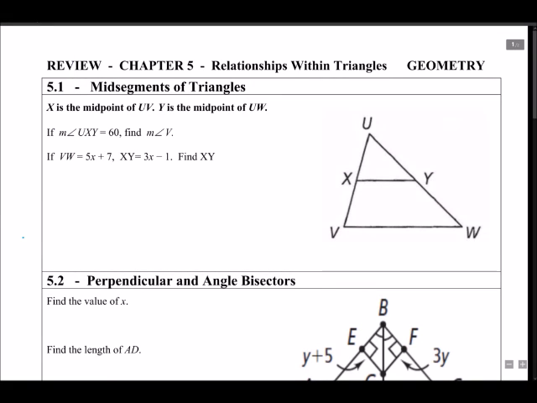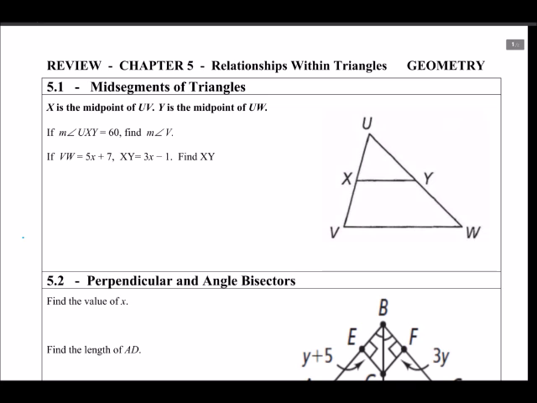Review Chapter 5, all of the fun things we learned about triangles. So 5.1 was on mid-segments of triangles. And what did we learn about mid-segments of triangles? Well, the triangle mid-segment theorem said that our mid-segment was parallel to the third side, and the mid-segment's half the length of the third side, or the third side's twice the length of the mid-segment.